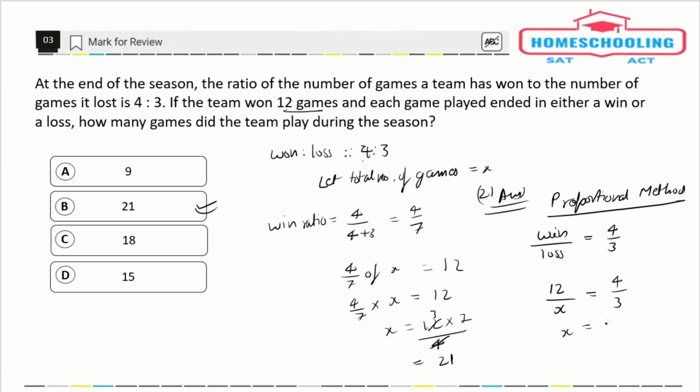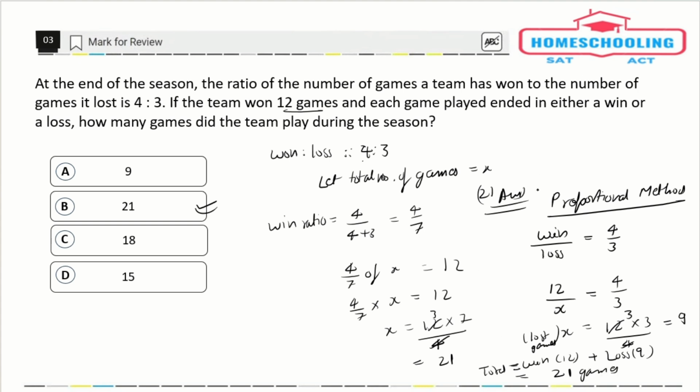So x would be the lost games. X is equal to how much? 12 into 3 by 4. So that would go 3 times, so this is 9 times. As in the question, it was given that win was 12 plus loss. We have found that the loss is 9. So total games would be win plus loss. So 12 plus 9 would be 21 games.